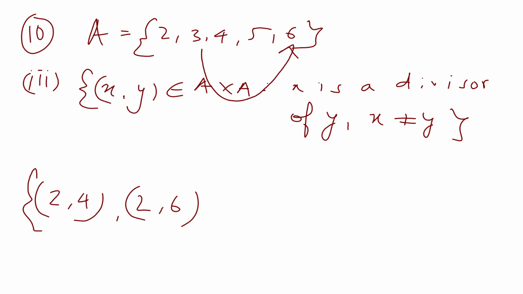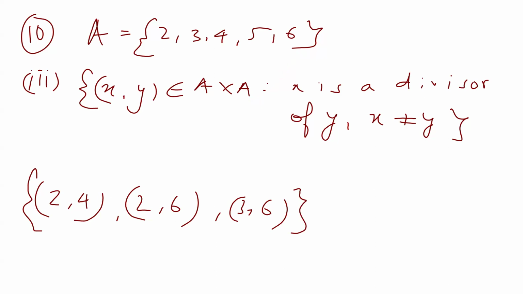3 is a divisor of 6. 3 is not the divisor of anything else over here. Now 4 is a divisor of itself, but then 4 comma 4 is not required. But 4, 5, 6 are not divisors of anything over here. So that completes the third subpart. The first component should be the divisor of the second component. Let us go to the next question.